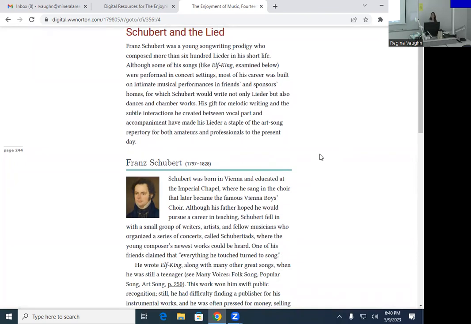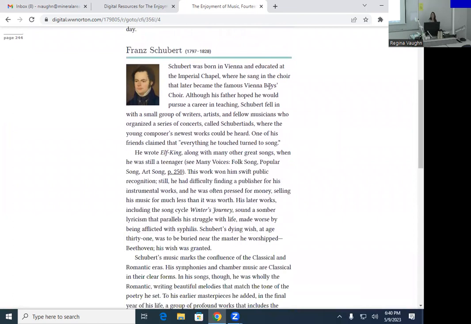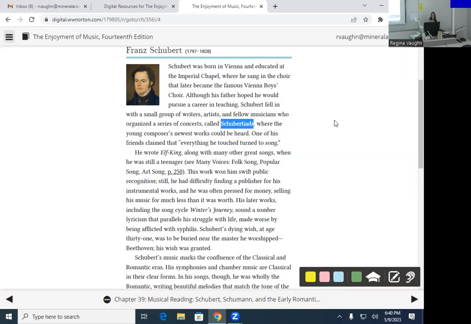He had a gift for writing melody, and his piano accompaniments are always good because he was an excellent piano player. He was born in Vienna and educated at the Imperial Chapel, where he sang in the choir, and that would later become the Vienna Boys Choir, which is still known all over the world. His father hoped that he would be a teacher, but Schubert fell in with a bunch of Bohemians, and they called themselves the Schubertiades in his honor, because he became their leader, and they all looked up to him because he was so talented. His friends said that everything he touched turned to song.